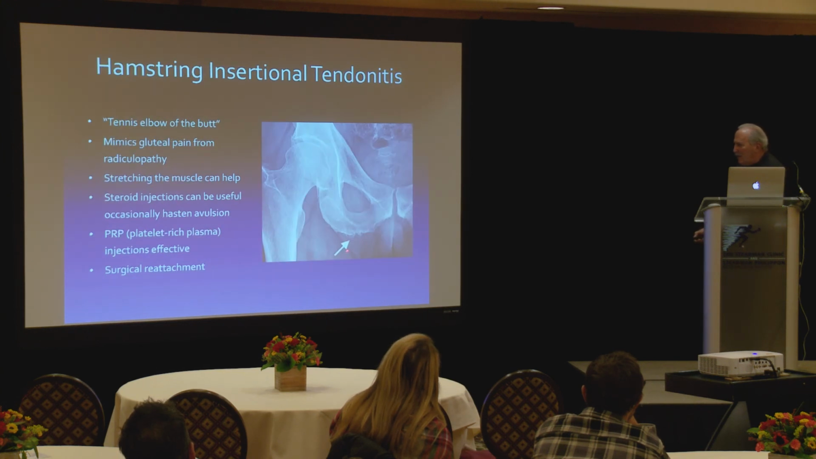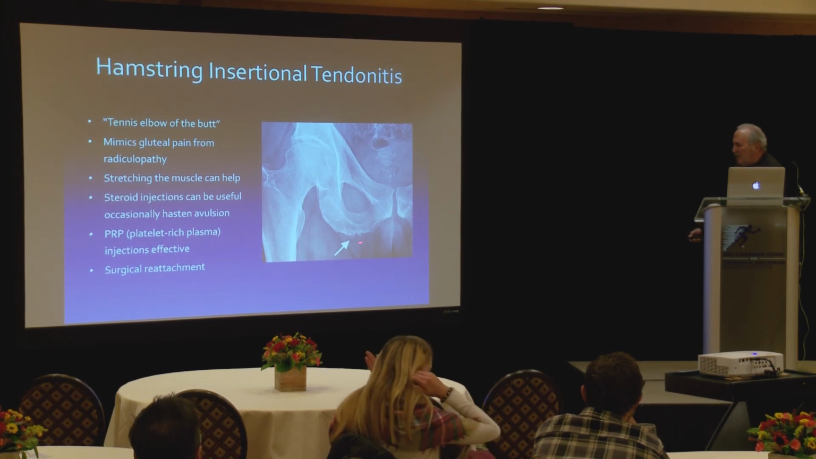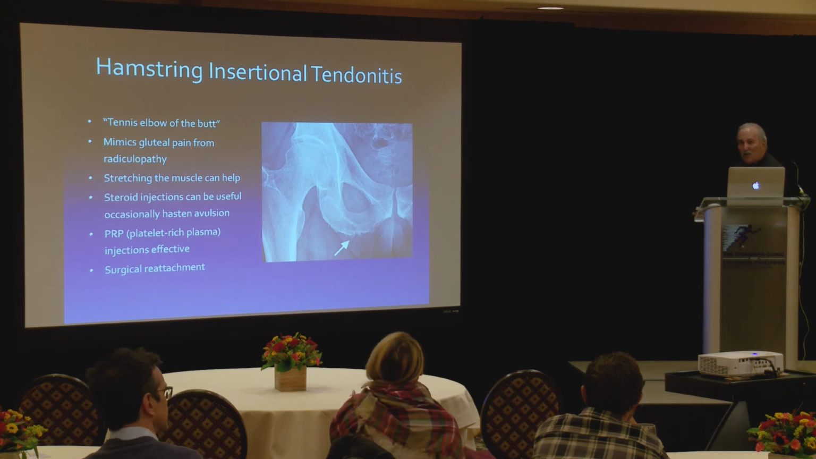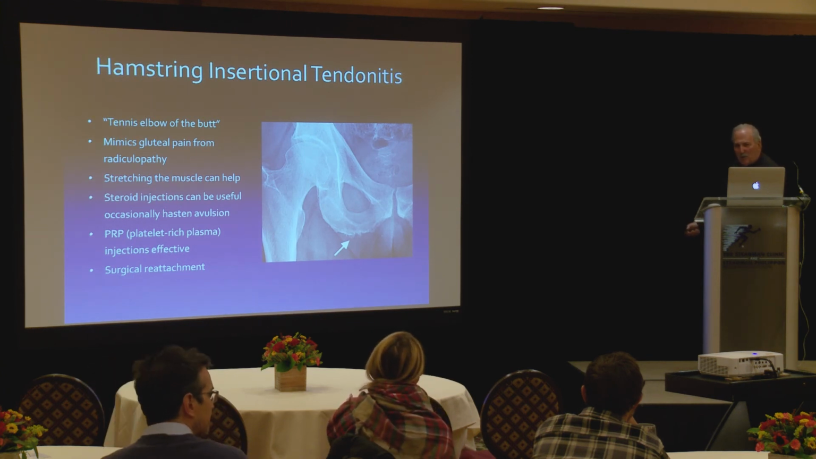And again, we talked about tennis elbow of the butt, right, which is the insertional tendinitis. Again, it mimics gluteal pain from radiculopathy. You can press directly in there and they'll be miserably painful. Stretch the hamstring muscle by an SLR, and of course it makes it worse. But what also gets worse when you stretch the SLR? Radiculopathy, so you have to differentiate that.